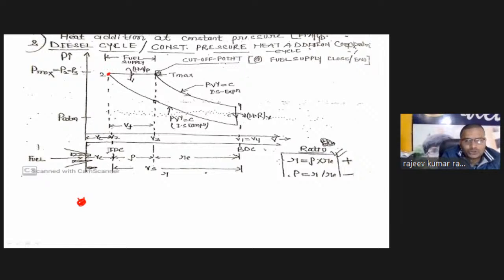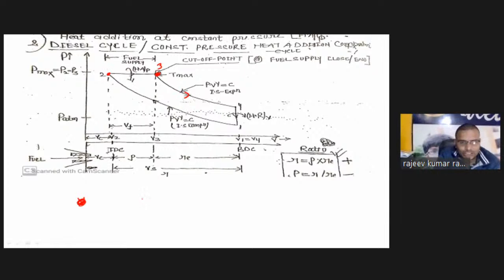At point 2 fuel is going to be added, and at point 3 the fuel addition is going to complete. Whatever fuel is going to burn, that is what is supplied. So from point 2 to 3, only fuel is supplied. So what is this called? Cutoff point. V3 is called the cutoff point. Why? Because at point 3 the fuel is cut. After that it expands. From 2 to 3 you can see.